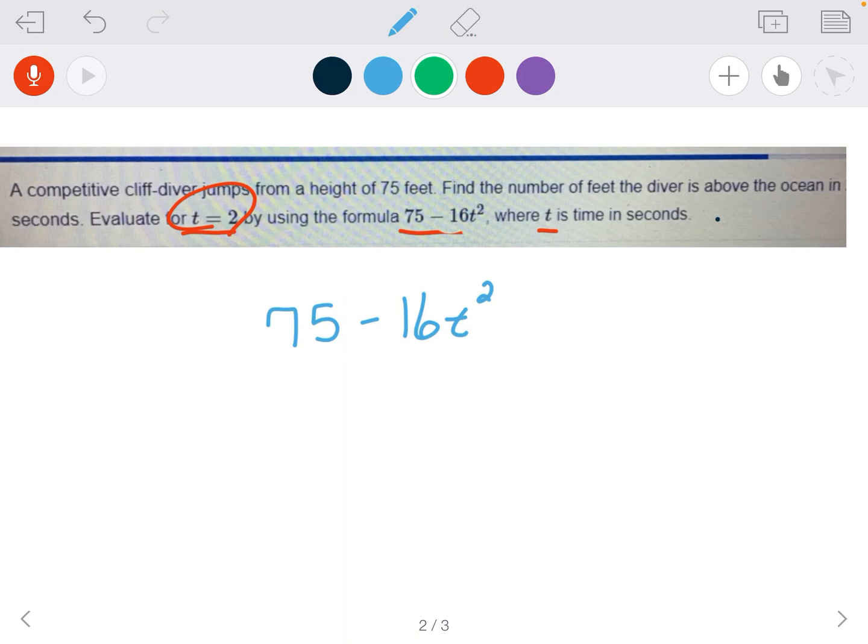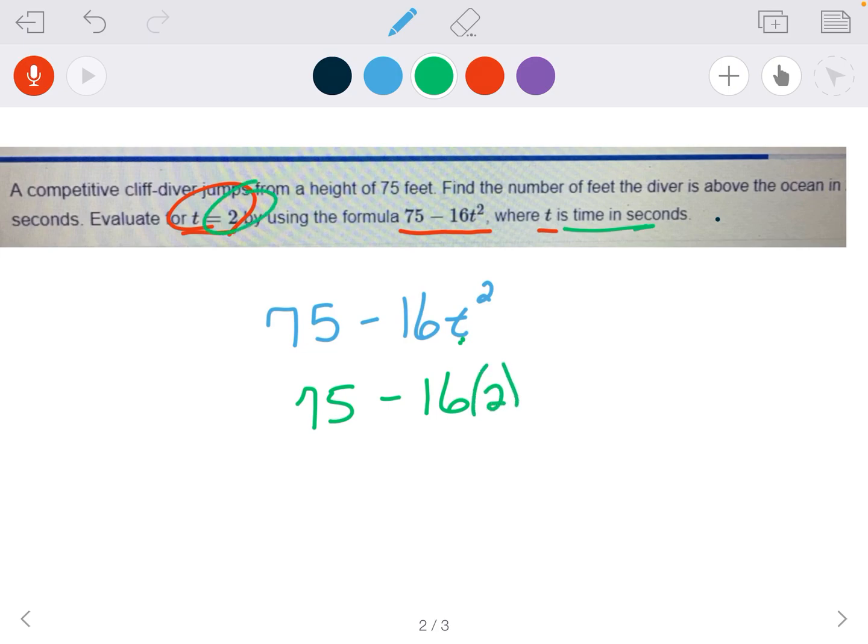If it went with the 16, you would see a parenthesis right here, but it's not there. All right, so let's get this done. I'm going to bring down my 75 and my minus sign and my 16 because I need to know what the t is. What do they tell you? The t is seconds. T is 2.